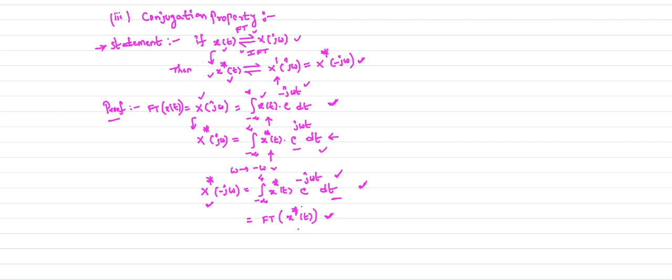Now if you observe the right hand side equation, this is nothing but the Fourier transform of x conjugate of t. Now we need to find the Fourier transform of x conjugate of t. What we will get? We will get X conjugate of minus j omega. That is the Fourier transform of x conjugate of t. So if the Fourier transform of x of t is equal to X of j omega, then the conjugation property states that the Fourier transform of x conjugate of t is equal to X conjugate of minus j omega.